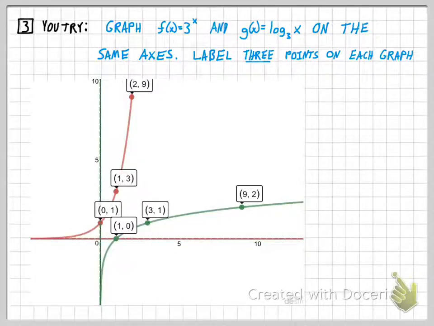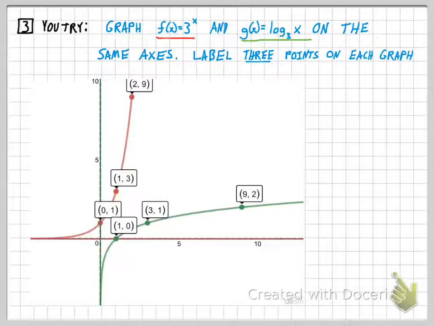Alright, you should have come up with something like this. You have the exponential graph 3 to the x shown here in red. You might have had some other points, but I picked (0, 1), (1, 3), and (2, 9). And then in green, I have the logarithmic graph, log base 3 of x. Notice that the corresponding points are (1, 0), (3, 1), and (9, 2).